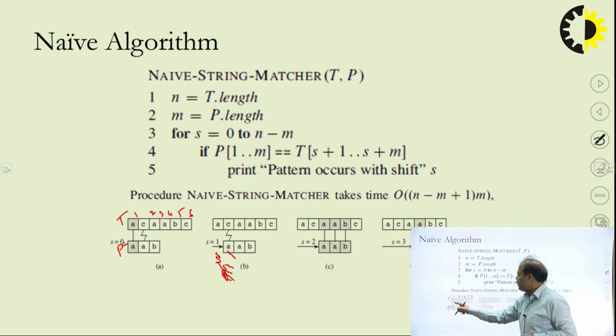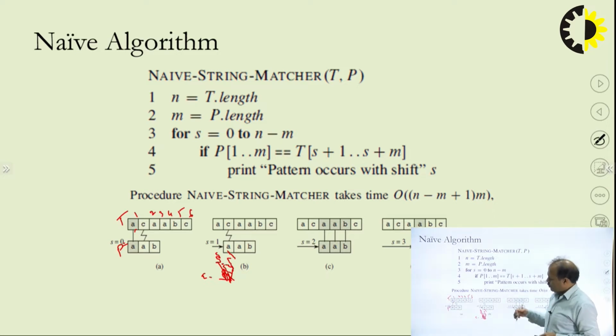Pattern length is 3. This is matching, yes, but there is a mismatch on S equal to 0. There is a mismatch, so that means S equal to 0 is not a valid shift. So what we will do, we will try another one. Let's see, S equal to 1.